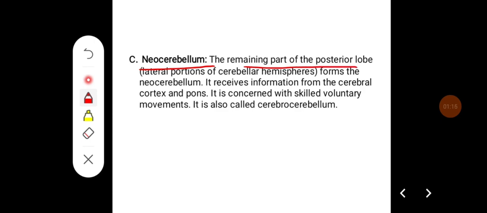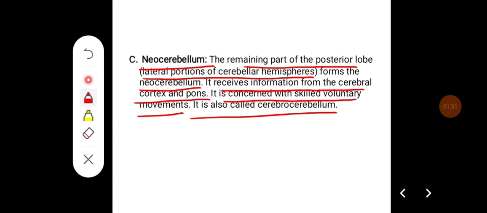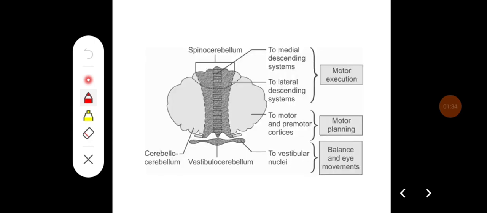Neocerebellum: the remaining part of the posterior lobe, that is lateral portions of the cerebellar hemisphere, forms the neocerebellum, and it receives information from cerebral cortex and pons, and it is concerned with skilled voluntary movements, and it is also called the cerebrocerebellum. So this diagram shows three functional divisions, that is vestibulocerebellum, spinocerebellum, and cerebrocerebellum. The spinocerebellum is involved in the motor execution, whereas the cerebrocerebellum is involved in the motor planning, and vestibulocerebellum is involved in the balance and the eye movements.